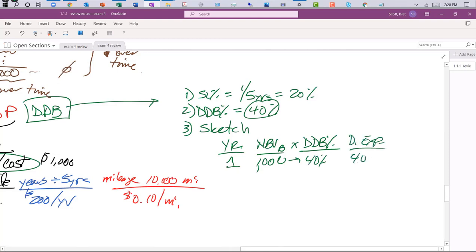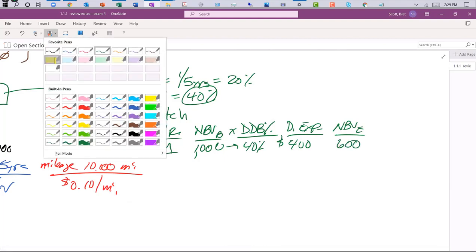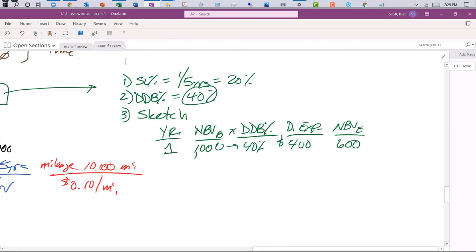So that would be $400, and that's a lot, because the idea behind double declining balance is we're accelerating the depreciation. We're getting more value out of something in its earlier years than when it becomes a jalopy. And then from there, we just figure out the net book value at the end. So this would just be the 1,000 minus 400, so that's 600. That's the net book value. So I just recommend you go back and practice sketching these out by hand.